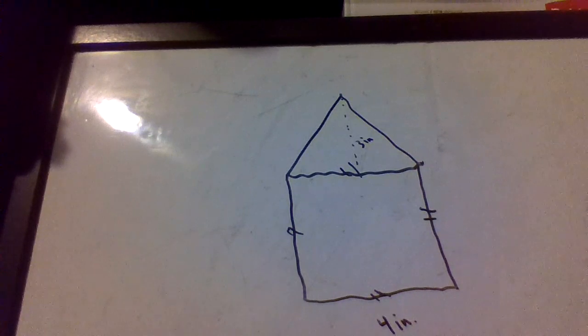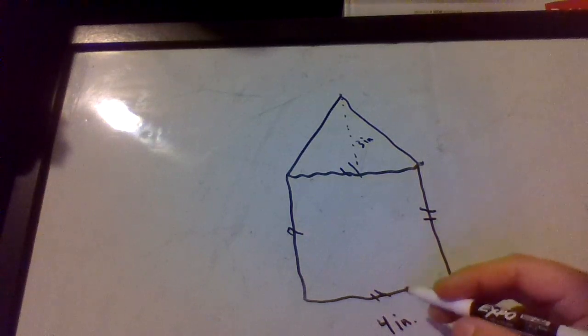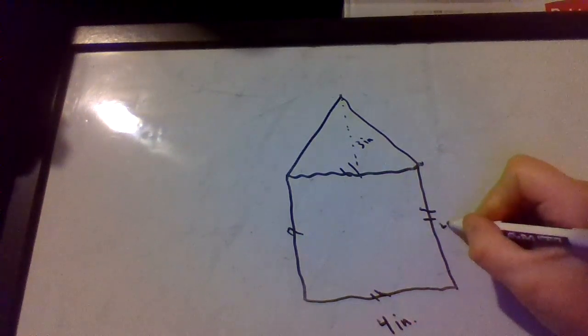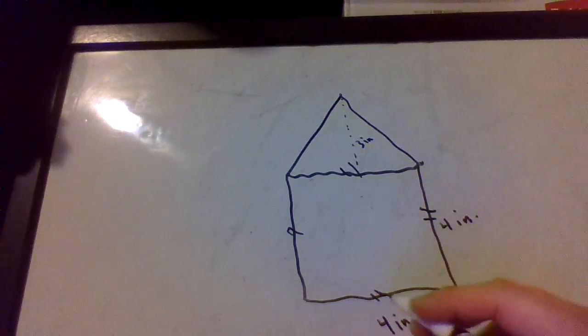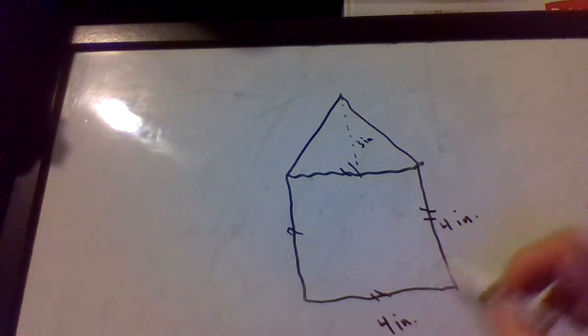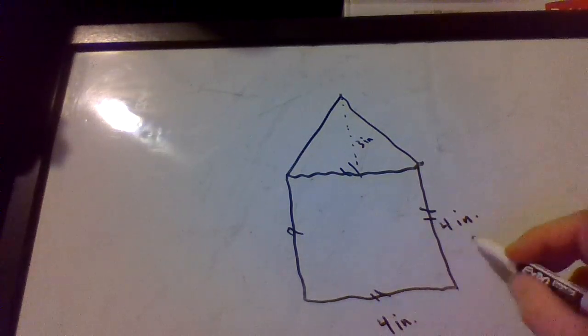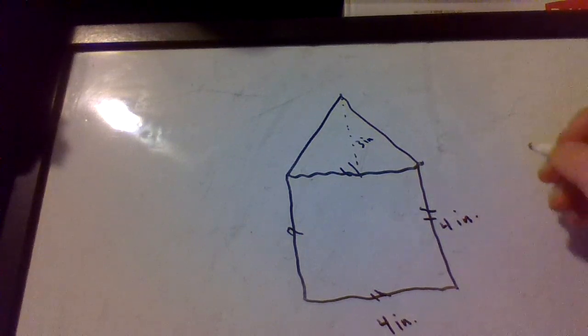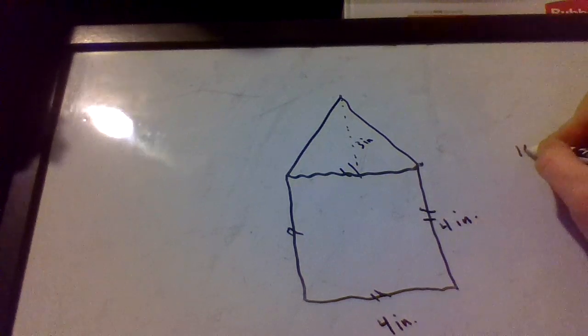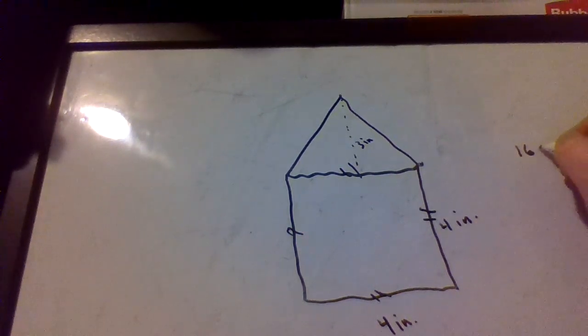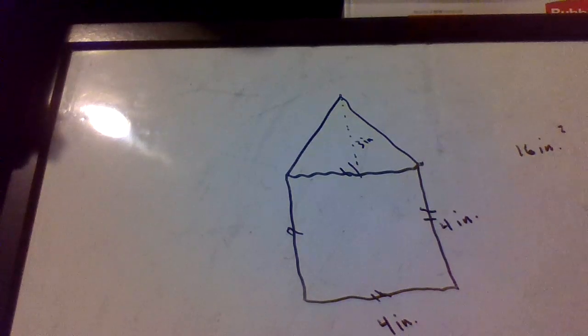So, we know that this square has 4 equal sides. So, if this side is 4 inches, then this side is 4 inches. And the way we find the area of the square is we multiply this side by this side. 4 inches by 4 inches. And 4 times 4 equals what? Right, 16. So the area of this square is 16 inches squared.